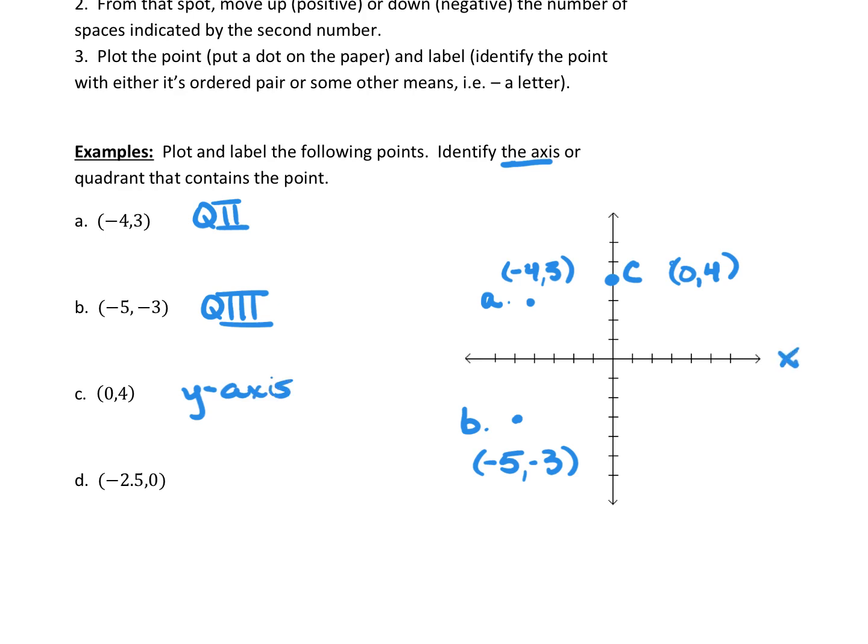Remember that left and right is x, and up and down is y. All right, and the last point we have is -2.5, 0. What this tells me is, starting at the origin, we want to go 2.5 to the left, and the second number tells us we do not want to go up or down, so we are just going to stay on this line. So we have our point D, or -2.5, 0.